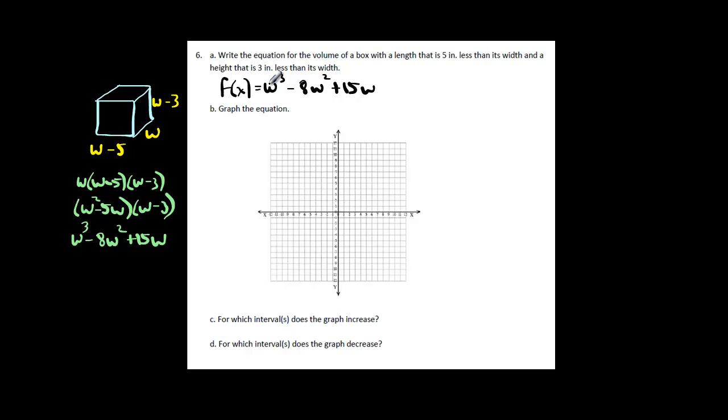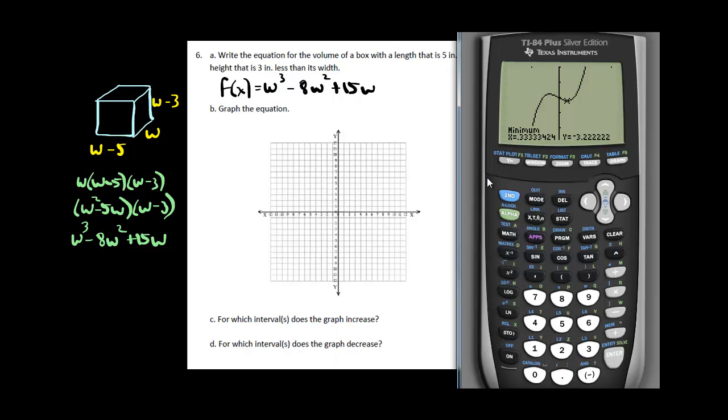Now they want you to graph it. Well, that's where a graphing calculator will help out. So let's clear this out. Let's reset the window. Alright, so let's type this in. x cubed minus 8x squared plus 15x. Now let's look at the graph, just so we have an idea of what it looks like.